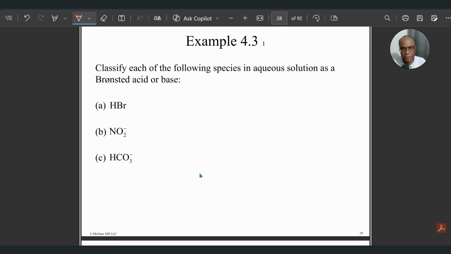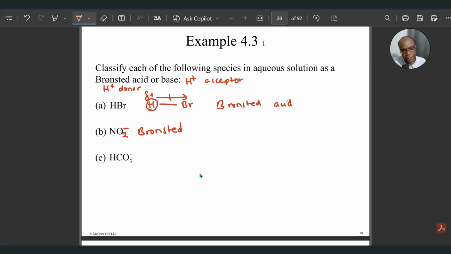Classify each of the following species in aqueous solution as Bronsted acid or base. We say that a Bronsted acid is a proton donor, and a Bronsted base is going to be the proton acceptor. Well, polarity will tell me. This has a very strong dipole moment, making this hydrogen right here very acidic, so that hydrogen can be given away. This is a Bronsted acid. This has no proton to give. In fact, it's negatively charged. No brainer, this is going to be a Bronsted base.